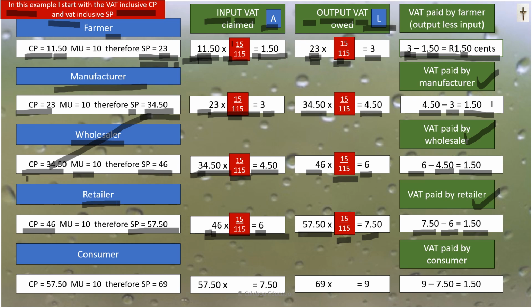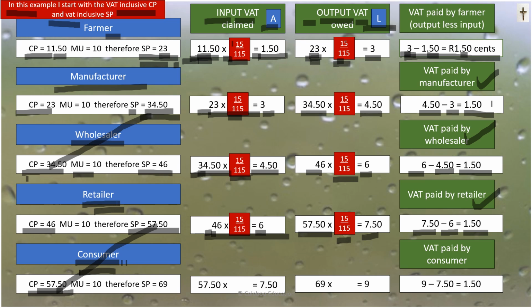And then we have the consumer, and we'll say the consumer is a VAT vendor, and therefore the consumer can claim input VAT. The consumer is buying from a retailer who is also a registered VAT vendor, so therefore the consumer can claim input VAT. So the invoice price that the consumer has to pay the retailer is including VAT, 57.50. There we go.